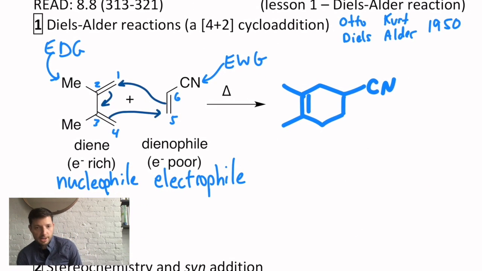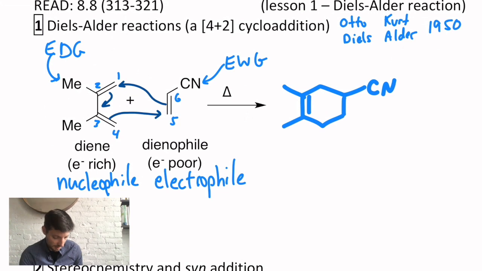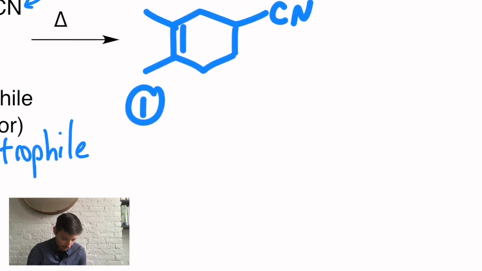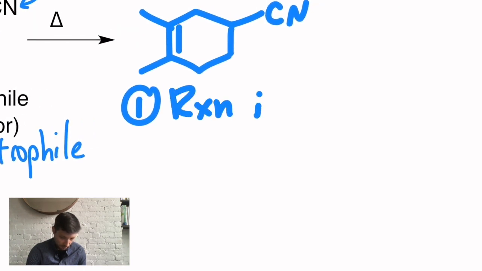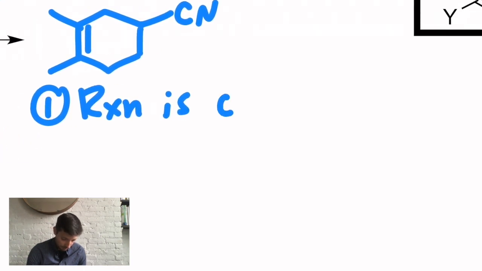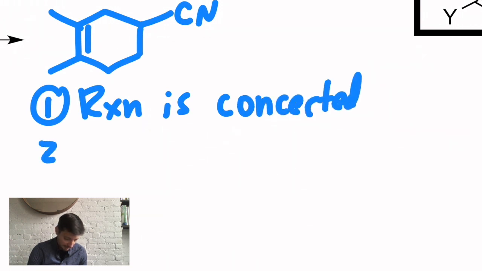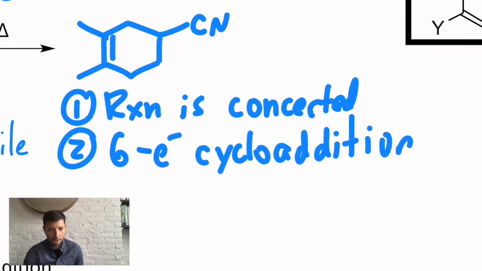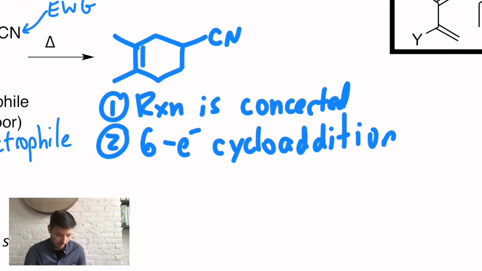Some features of the reaction, or some restrictions, I should say, of the reagents. Let's take a look at those. Number 1, the reaction is concerted. It is a 6-electron cycloaddition. Cycloaddition, I hope, is self-explanatory. 2 molecules add together and make a cyclic compound.